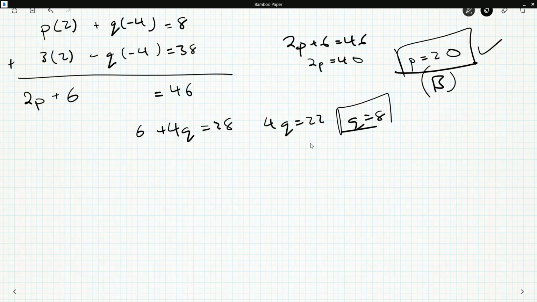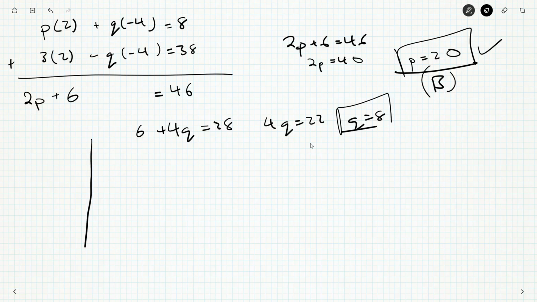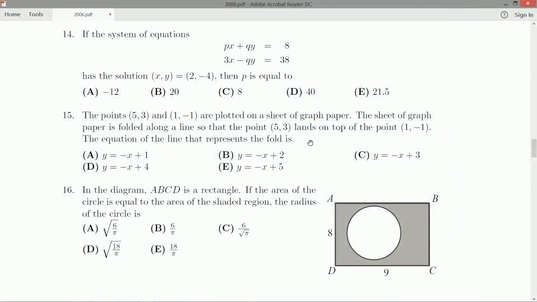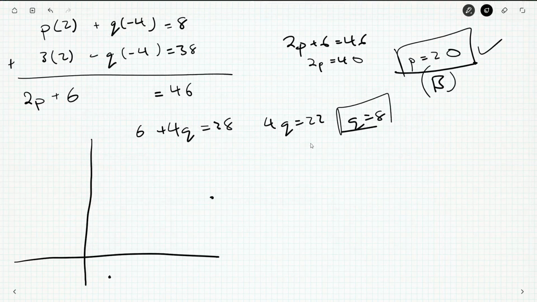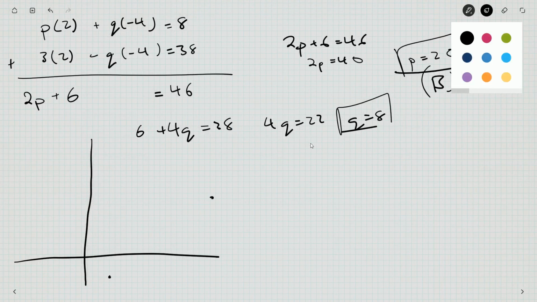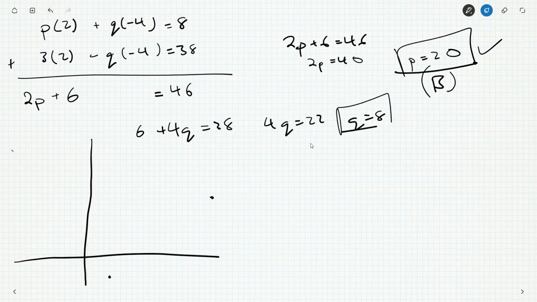So we'll just very briefly plot these points. It's (1, -1), which is down here, and it's (5, 3). So we go over by 5 and up by 3. So we've got some line here, and it sort of runs along here, and then this one is folded over. So this is (5, 3), and this is (1, -1).